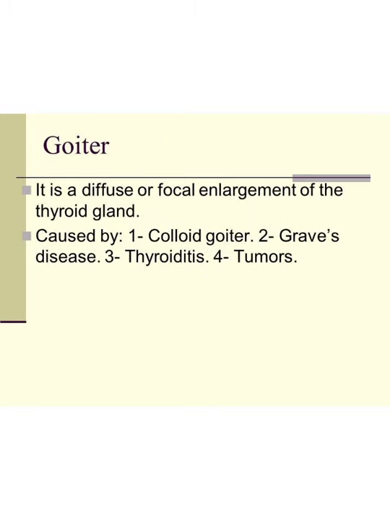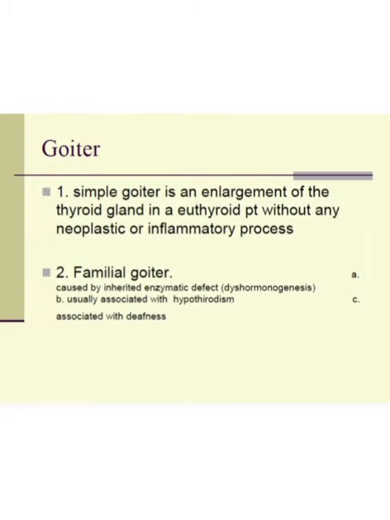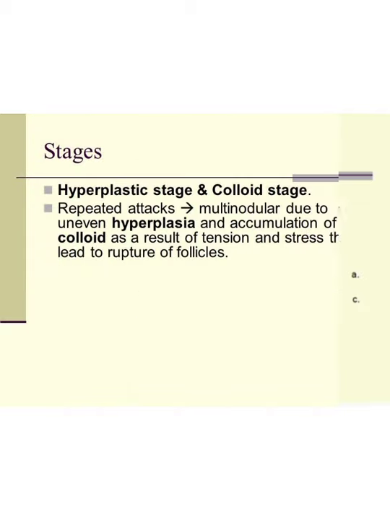So what is goiter? It's a diffuse or focal enlargement of the thyroid gland caused by colloid goiter, Graves' disease, thyroiditis or tumor. It's divided into two types, simple goiter and familial goiter. So what is simple goiter? It is an enlargement of the thyroid gland when a patient is in euthyroid state without any neoplastic or inflammatory process, and familial goiter is caused by inherited enzyme defect.